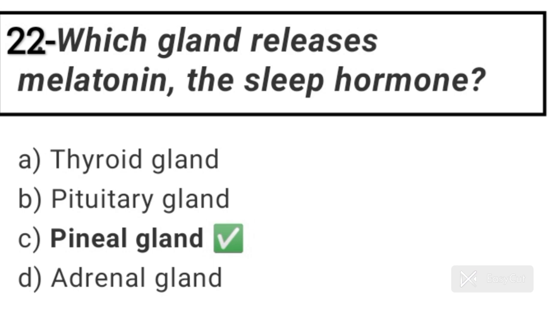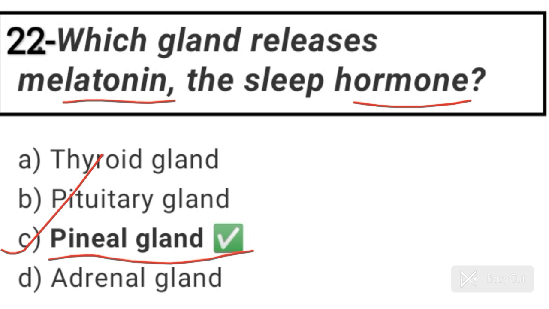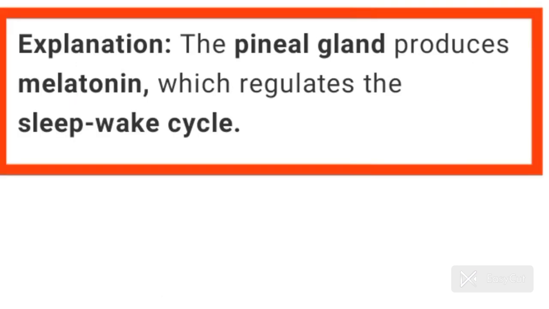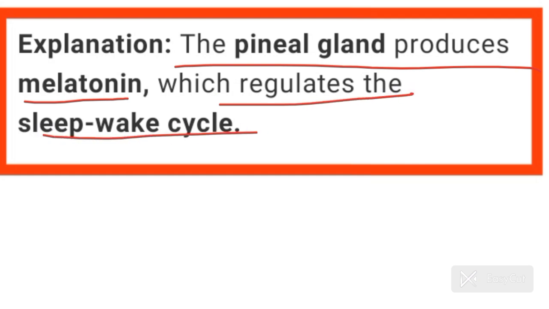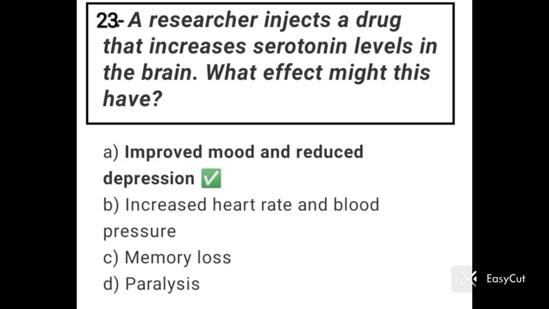Which gland releases melatonin, the sleep hormone? Answer is option C. Pineal gland releases melatonin, the sleep hormone. The pineal gland produces melatonin, which regulates the sleep-wake cycle. Now come to question number 23.